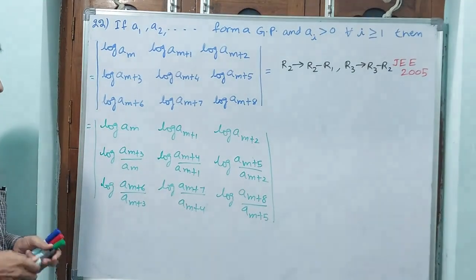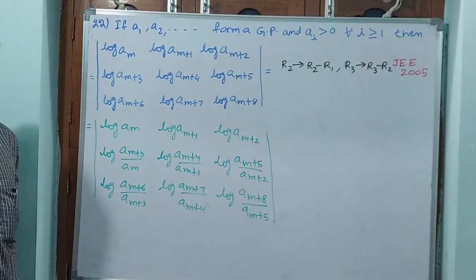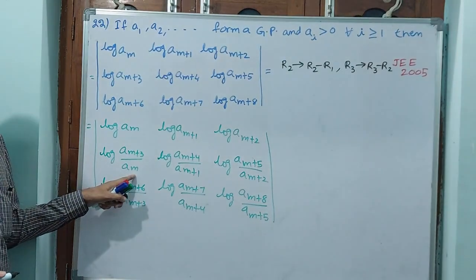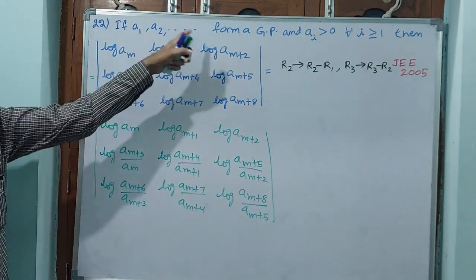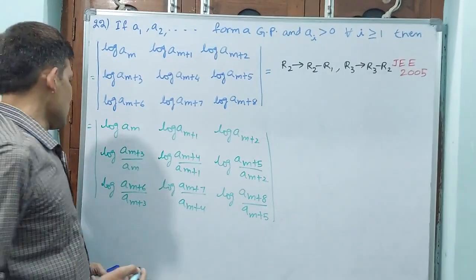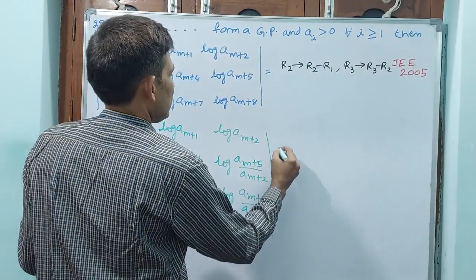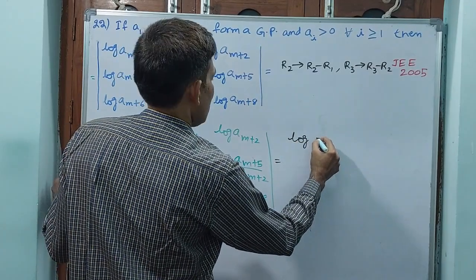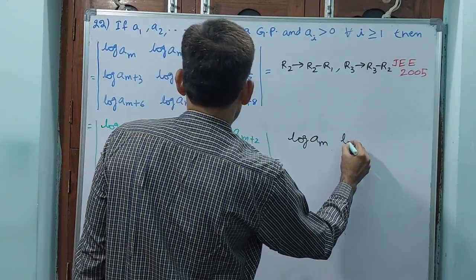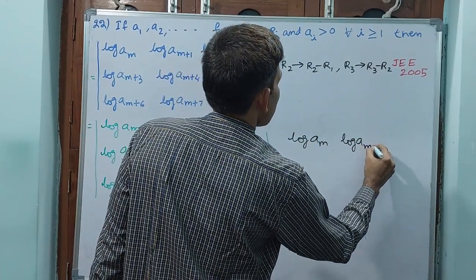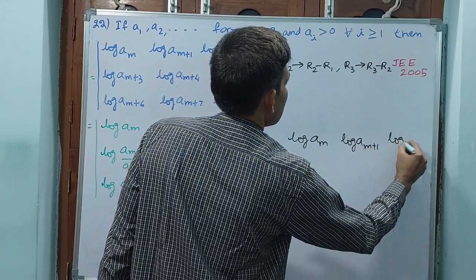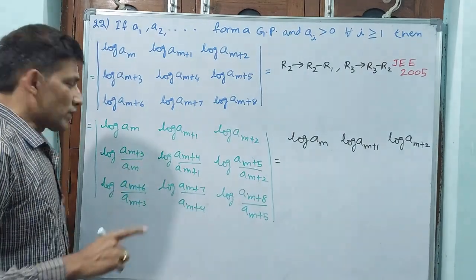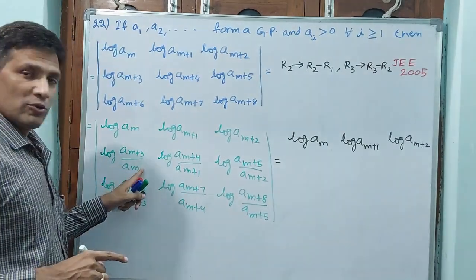Okay. First row we did not change anything, but we know AM plus 3 by AM means M plus 3 minus M. R power 3 will come. Why? Because this is geometric progression. Okay? Write down. That is equal to, first row you write same, log AM plus 1, log AM plus 2. Okay? This is okay. But here you see log R cube.